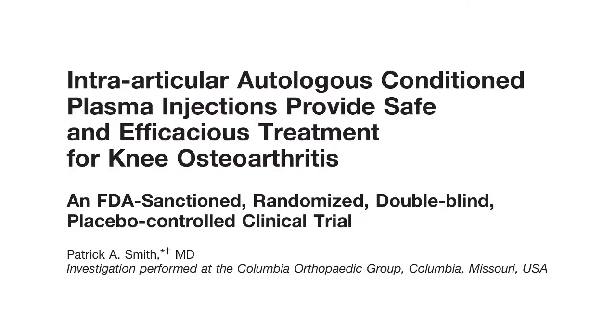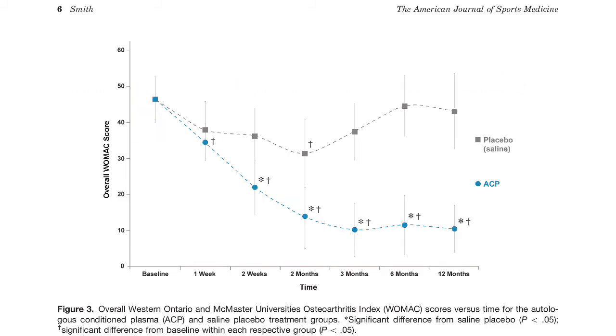This is one of the early studies done in the United States, where they used a low-yield leukocyte-depleted form of platelet-rich plasma in Kellgren-Lawrence stage 2 to 3 knee osteoarthritis. And we can see how well it outperforms a placebo injection such as saline, even after 1 or 2 weeks, and the effect seems to be sustained over 3, 6 and 12 months.